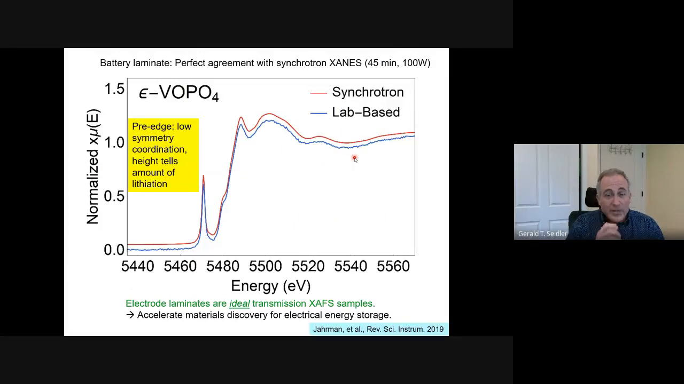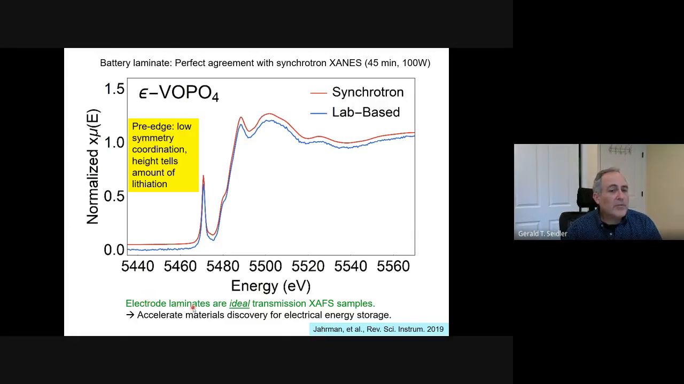All right, well, here's an example. Here's another battery material. This is vanadyl phosphate from our collaborators at SUNY Stony Brook. And this big bump, you would learn if you dug into the quantum mechanics a little bit, only occurs if you have very low coordination symmetry, and also its height tells you the amount of lithiation. So if I looked at a sequence of samples of vanadyl phosphate in a lithium-ion battery, I could look at this bump and I could measure how lithiated the vanadyl phosphate is as I charge and discharge the battery.